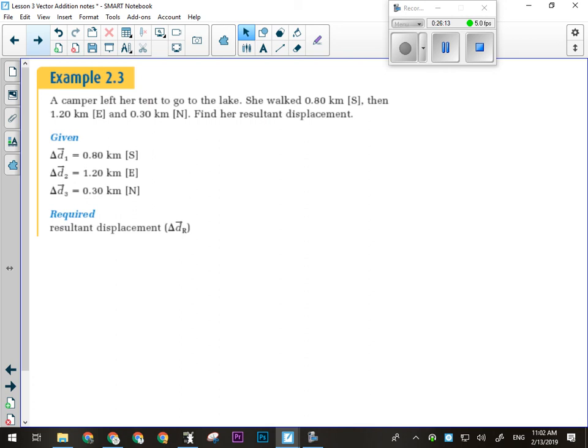Okay, I want you guys to try this one. This one you're going to have to draw tail to head. It's going to be perpendicular, so you have to do a little bit of trigonometry. But it's not that hard. So I want you guys to try that one.